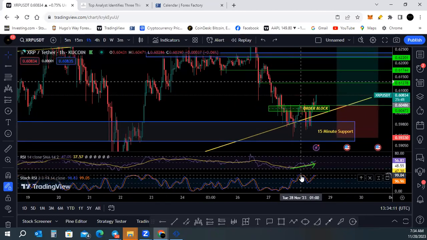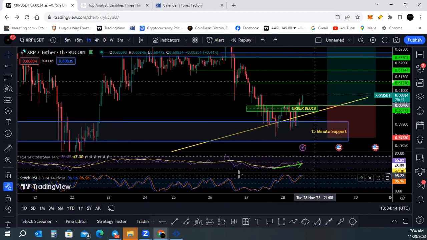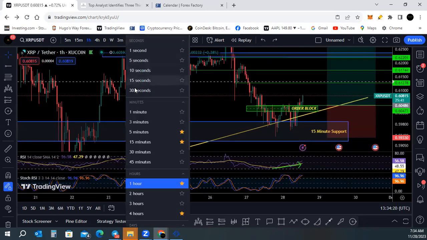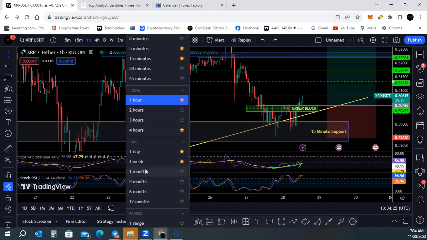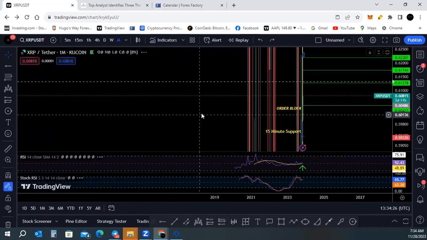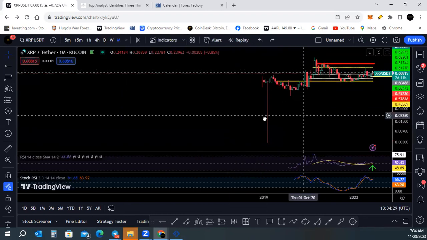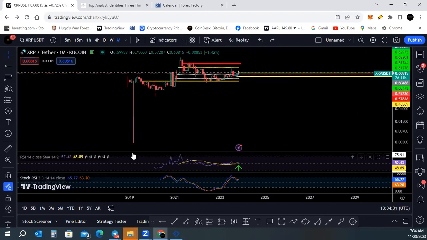I went ahead and pulled up the SRSI. So he's talking about this cross right here, but he was on the monthly chart. So let's go down. I'm not sure if this chart's going to have it, but I'm going to take this off.